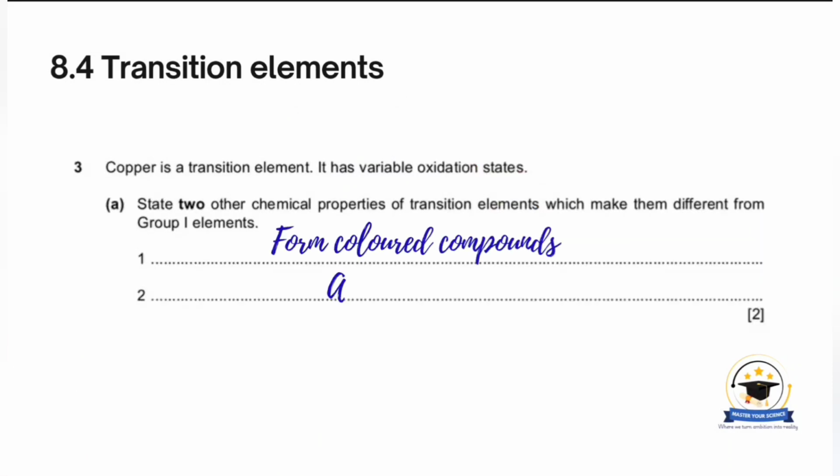Then this question says copper is a transition element. State two chemical properties of transition elements which make them different from group 1 elements. So they form colored compounds and they act as catalysts.